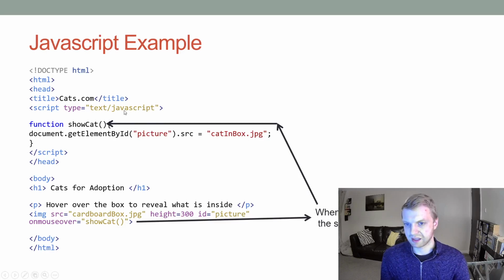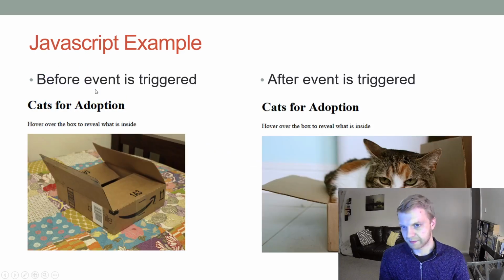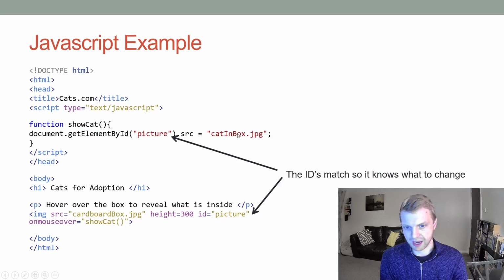You can write in JavaScript, and here's the bit of code, and this just says when you hover over this image, go run this bit of code up there. And like I said, the IDs match. They both have to say picture. Now here's before the event is triggered, here's after the event is triggered. I know it's not the same cardboard box, but just bear with me. So when you hover over the picture here, the image will change to whatever you have written there. So it will change to catinbox.jpg, and as long as you've got an image called that, it will load it up.